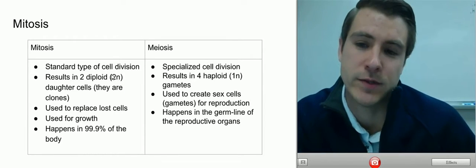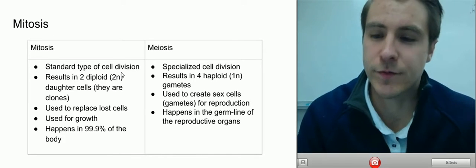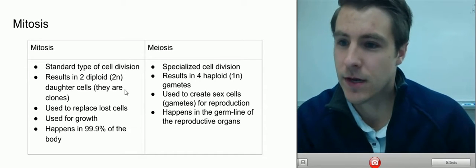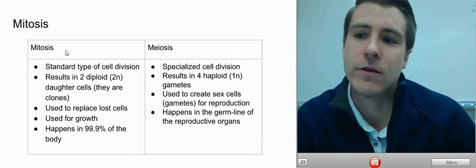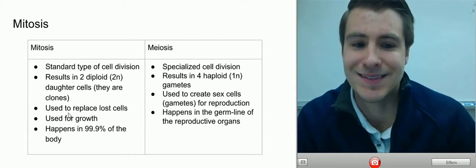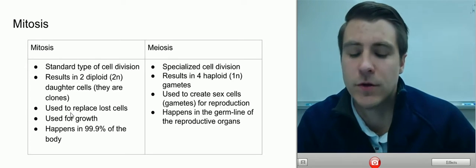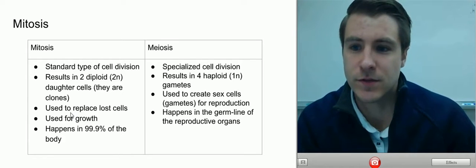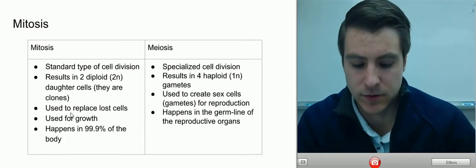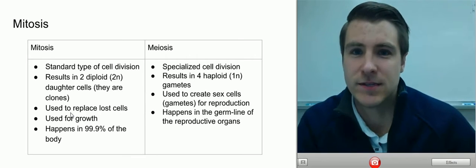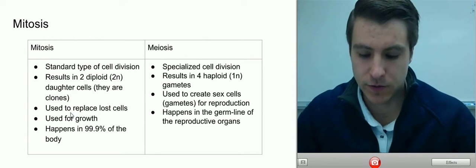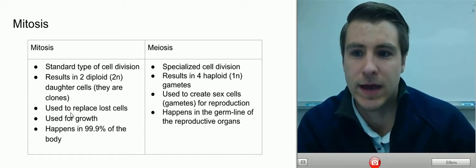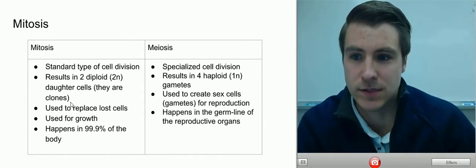We have one chromosome from mom, one chromosome from dad in all of the cells of our body, with the exception of a few that we're going to talk about in a minute. But this standard form of mitosis is used to replace lost cells. So, going through the day, you actually slough off a lot of cells from the surface of your skin, and other cells are digested by your digestive tract, and those cells that go away and die, we have to have a way of replacing them, and that's what this is used for.